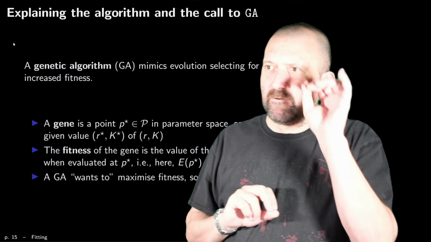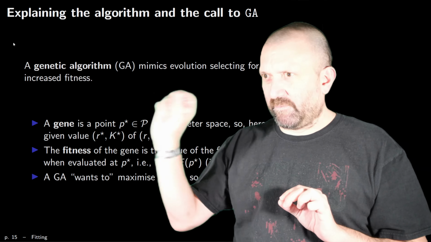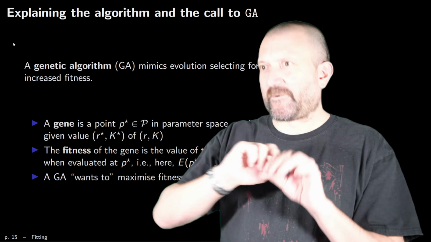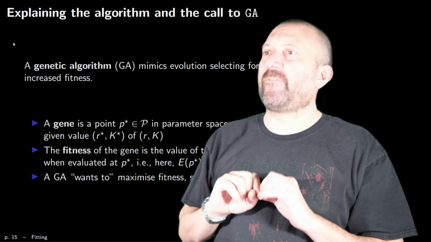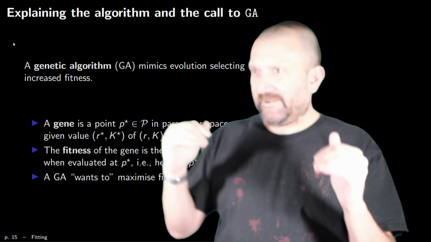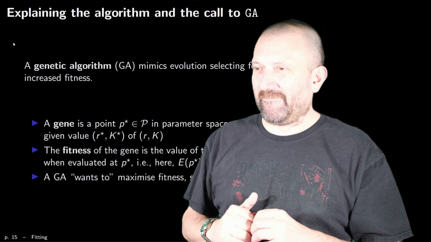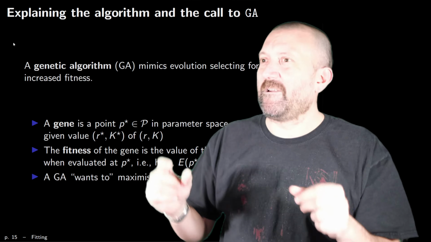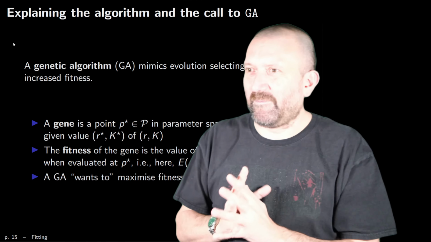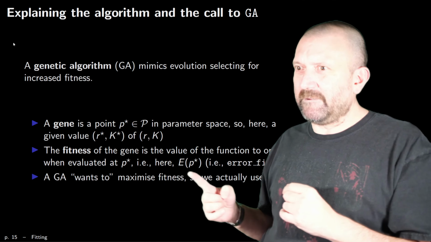I take a value of R and a value of K, and given these two values I compute the solution of the ODE. I compute the differences between the solution and the data points, I square these differences, and I compute the sum of them. This is my error, okay?